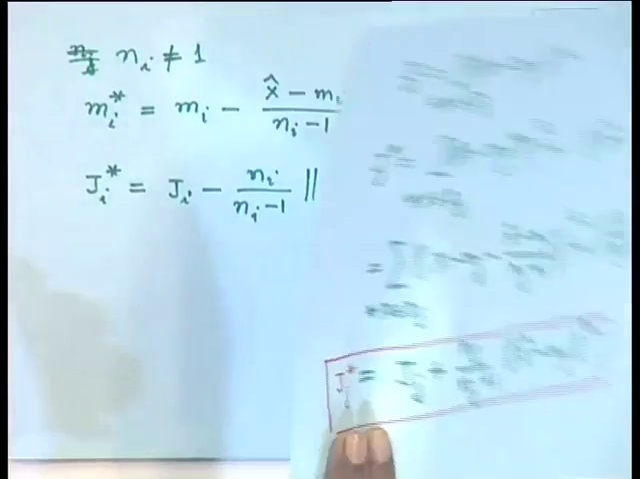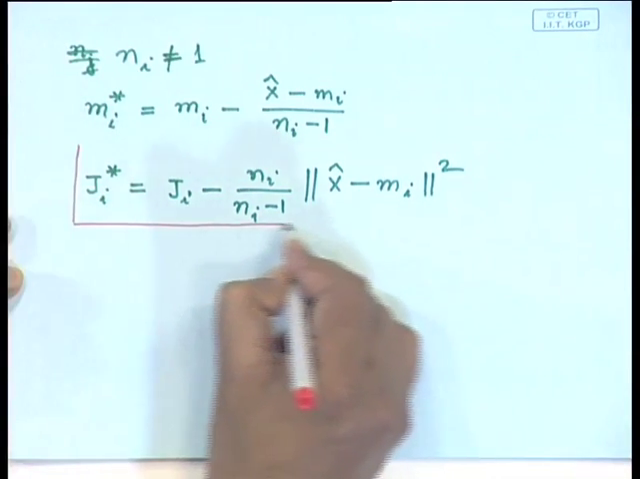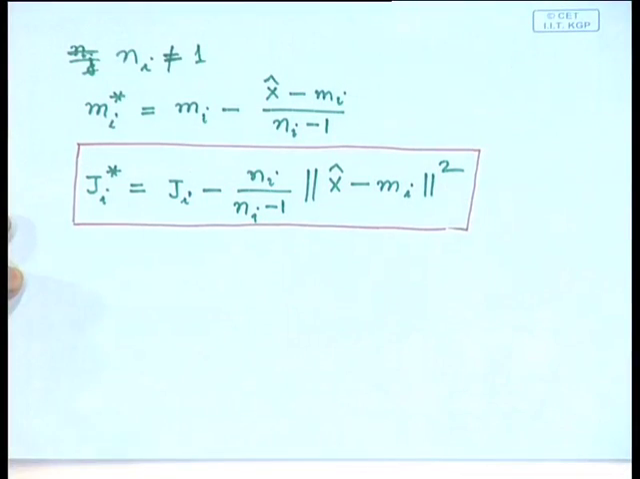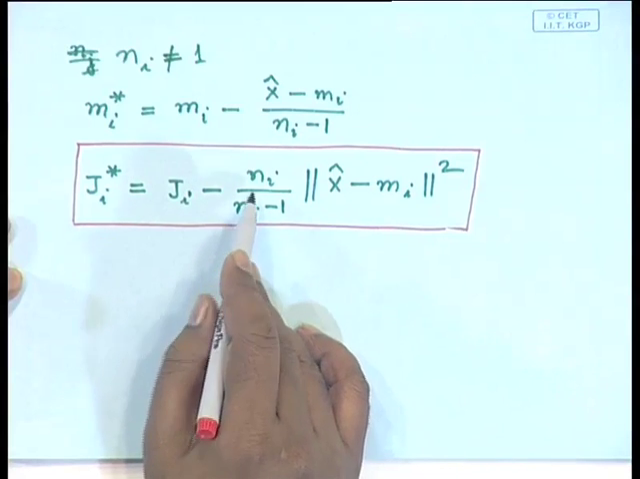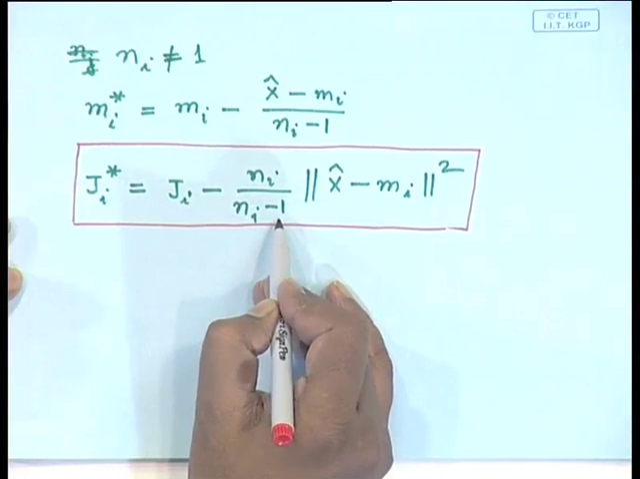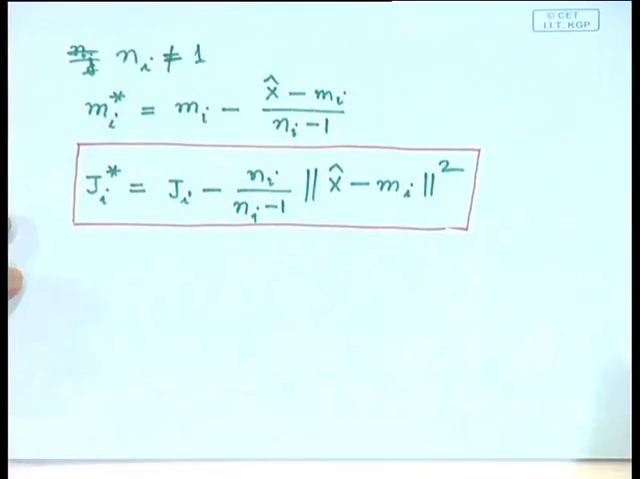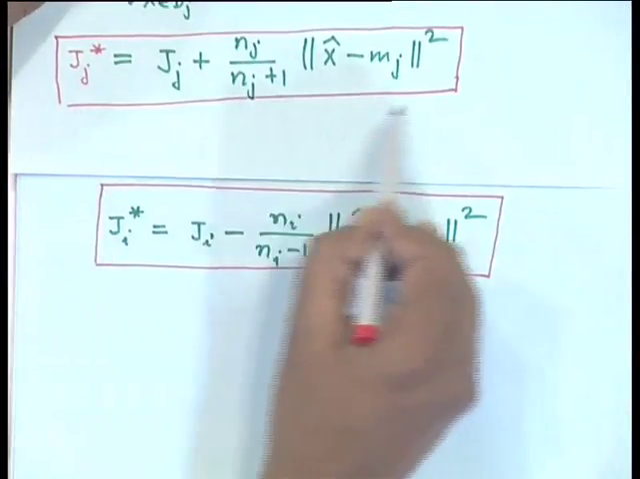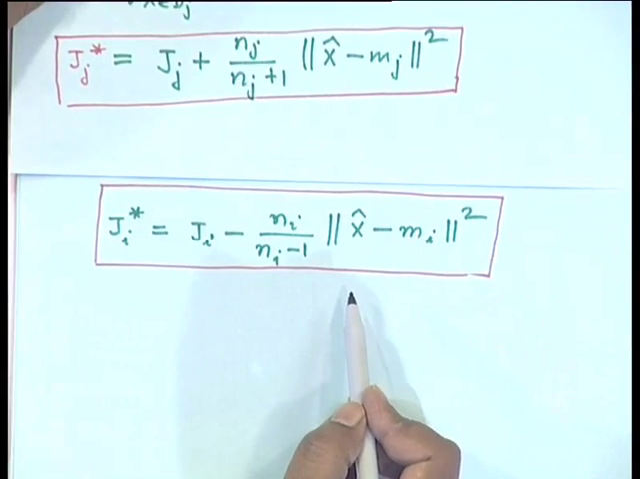Similarly, in the ith cluster, the total error has been decreased by n_i upon n_i minus 1 into the squared distance of x hat minus m_i. So, here I have a net change: over here there is an increase by this amount, and over here there is a reduction by this amount.